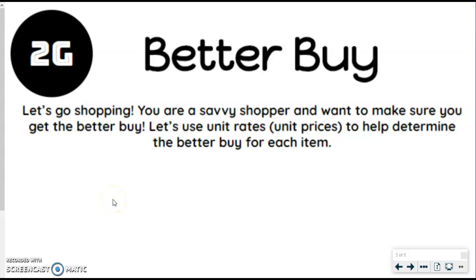Last new part of level 2 and this unit before you get to that formative assessment. You can do it. So we're going to talk about what's called a better buy, right? You are a savvy shopper, so we're going to go shopping. You want to make sure you're getting the better buy, right?